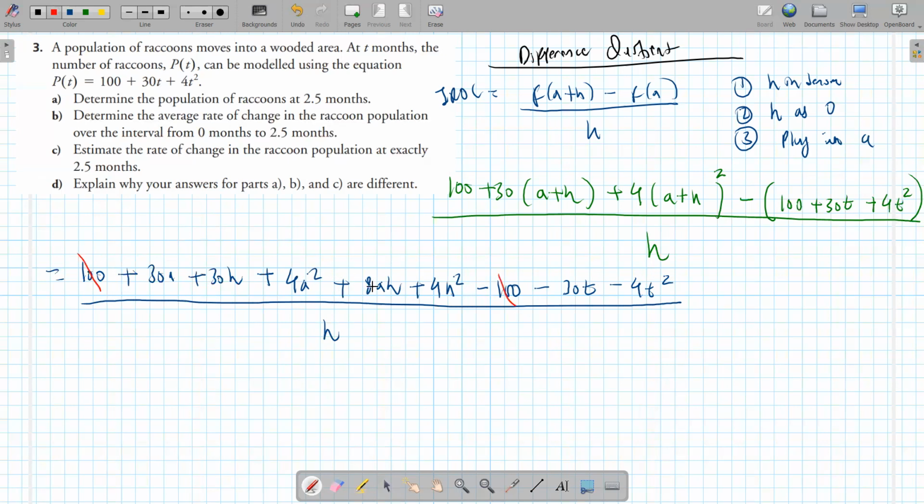Yes. What about the 30? Why do I have a and why do I have t? So this should have been a, which means these are a's as well.